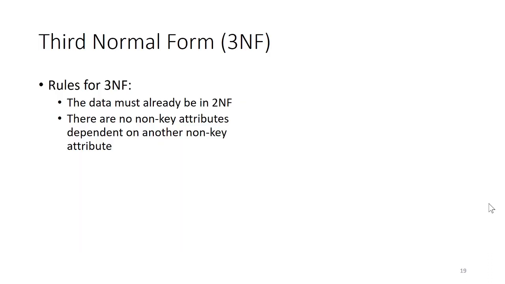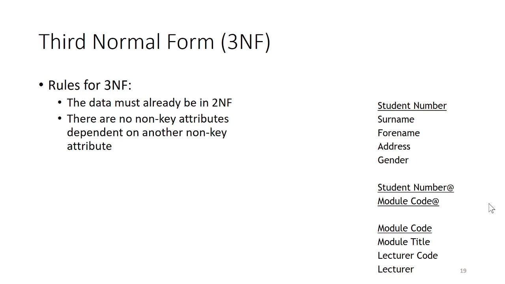For the third one, the rule is, again, we have to be in the stage of second normal form. The data must already be in second normal form, and there are no non-key attributes dependent on another non-key attributes.